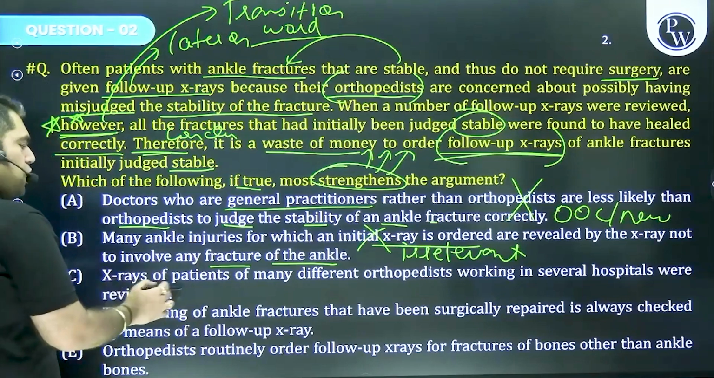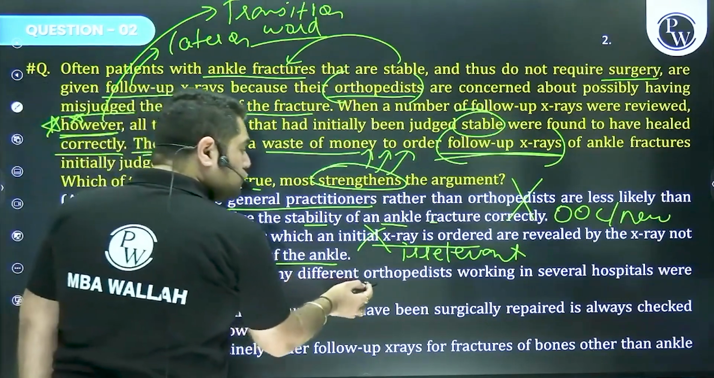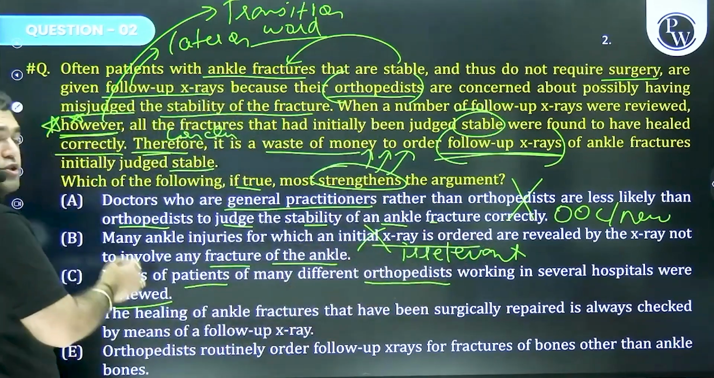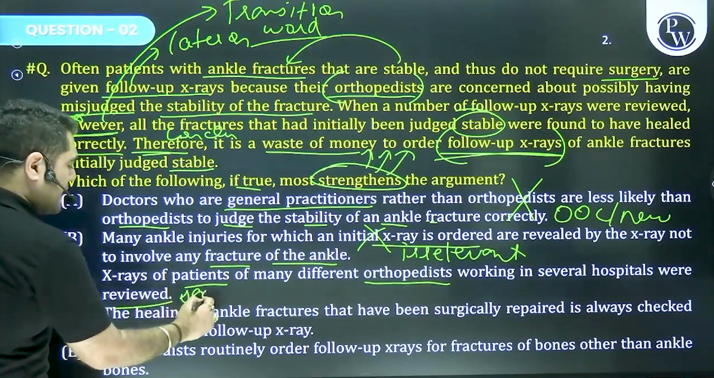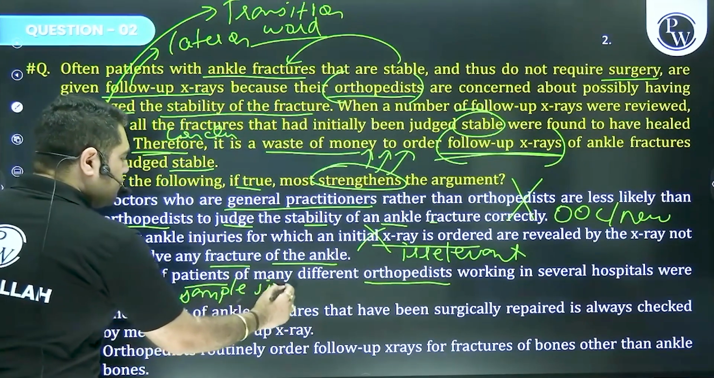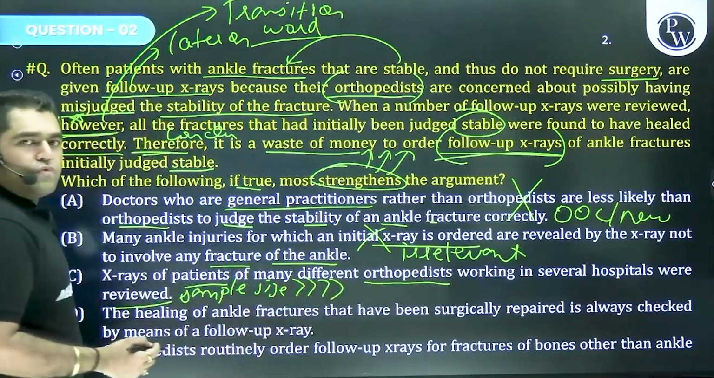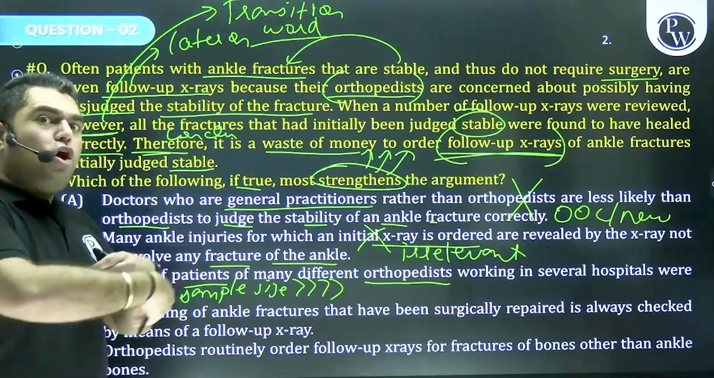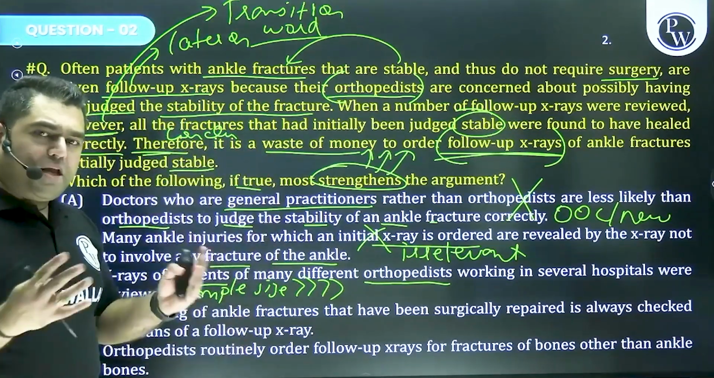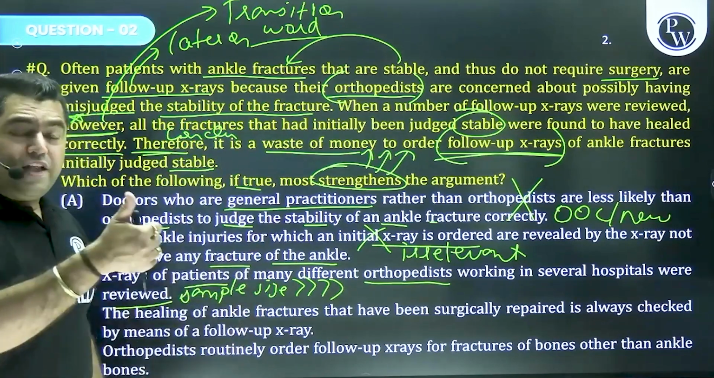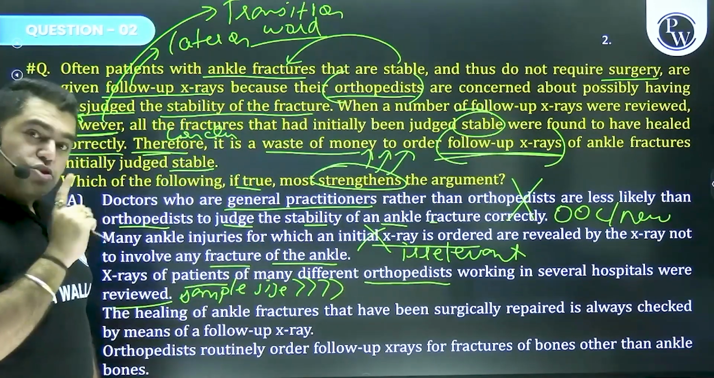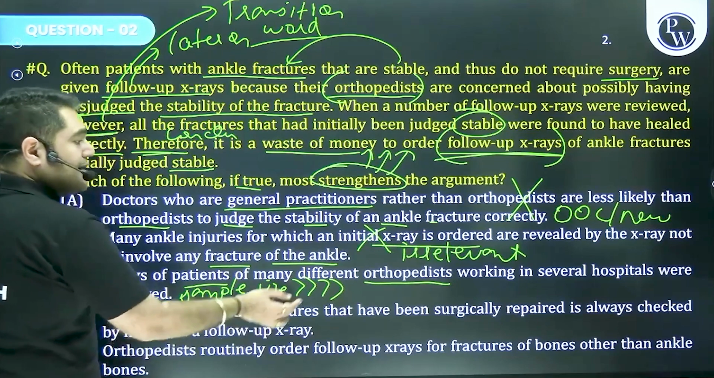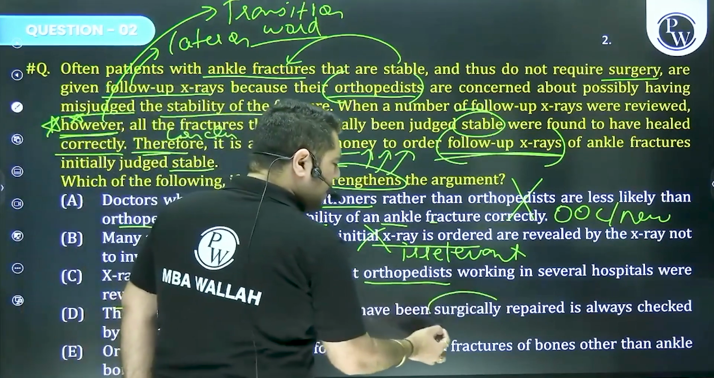Third, x-rays of patients of many different orthopedists, ठीक है, working in several hospitals were reviewed. This means what? This means that our sample size was very big, which is good. That means our conclusion also is not bad. We reviewed lots of x-rays of lots of orthopedic patients from lots of hospitals to arrive at this. Hey, this is nice, yeah. That means it makes sense. So this option looks good. Let's park it. D, the healing of ankle fractures that have been surgically repaired.